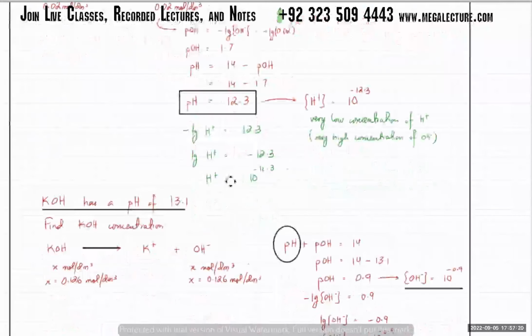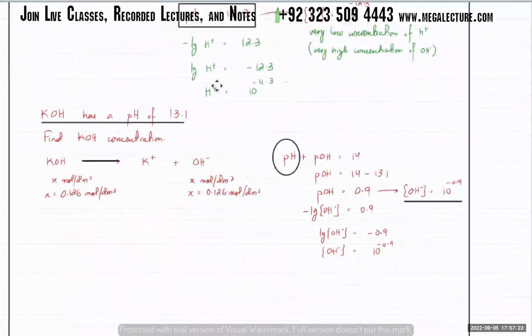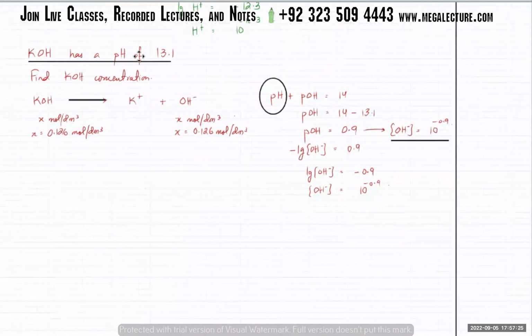And I also did the reverse, where if pH is given and they're asking for the concentration of KOH, what do you do? Immediately, first thing, you forget pH, you try to find out pOH.